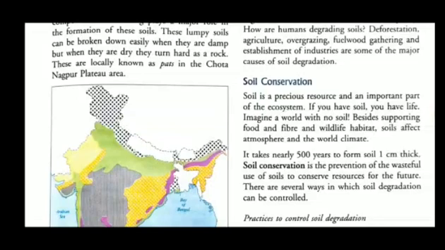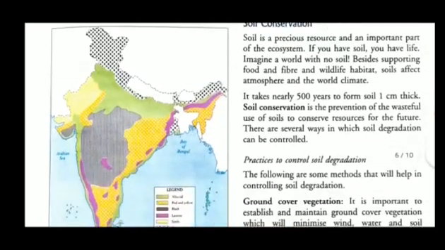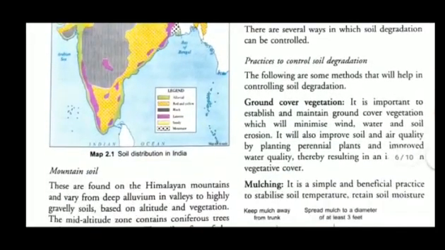Slash and burn farming and other methods used by human beings are responsible for soil degradation. Here are some of the following methods that will help in controlling soil degradation. Number 1, crop rotation, terrace farming, forest protection, mulching, afforestation, deep irrigation are examples of methods by which we can control soil degradation.